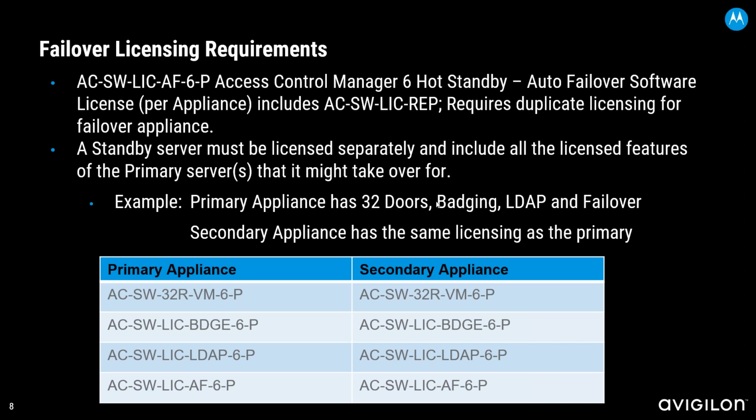So you see my example here. I've got a primary appliance with 32 doors. It has badging, it has LDAP collaboration, and it has failover. Now you'll notice, unlike my replication example, where we were just using replication only, and we just had to have LDAP on one of the servers, in the case of auto failover, since that secondary appliance is actually taking over operations for that primary appliance, it has to have all the same licenses as the primary appliance. So you'll see here in the example, the licenses are exactly the same on both appliances.